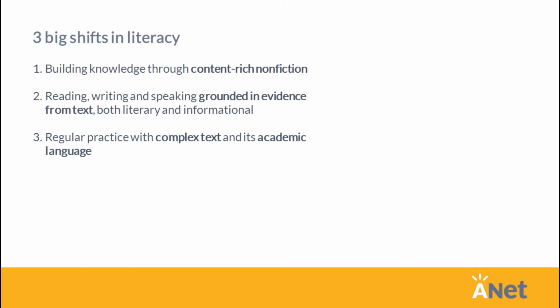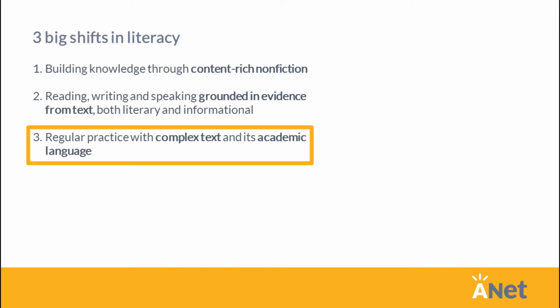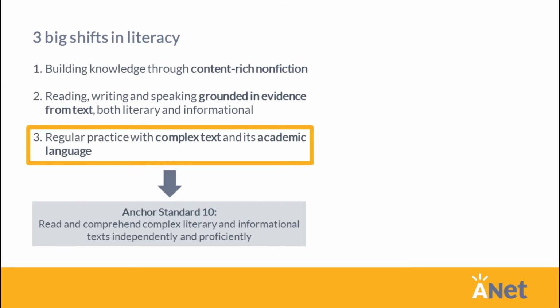We can see these new expectations for increasing text complexity reflected in the Common Core shifts and standards. On your screen, you're seeing the three big shifts in literacy in Common Core. Pause your screencast now to read each one. The third shift explicitly calls out complex text. And remember, these shifts derive right from the standards themselves. Here you're seeing the connection from this third shift to Anchor Standard 10, which tells us that students need to be reading complex texts independently and proficiently.